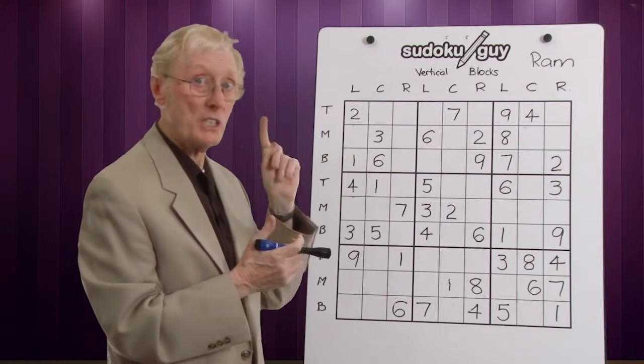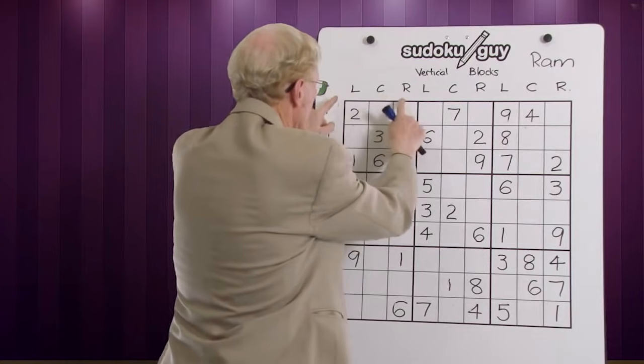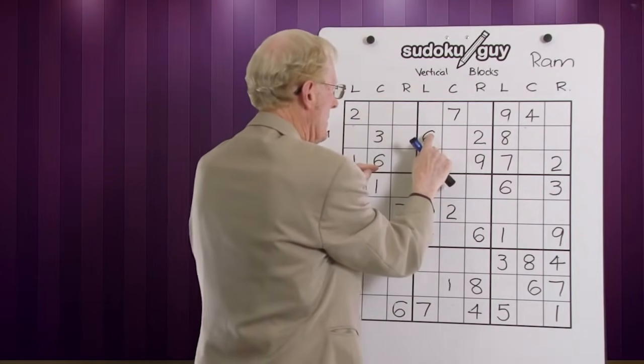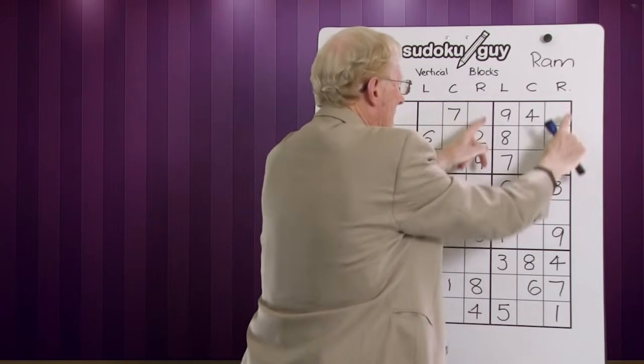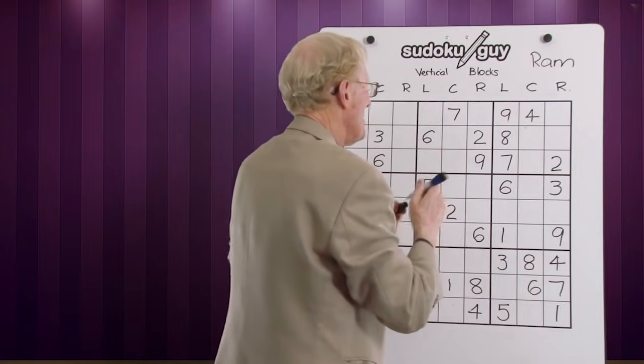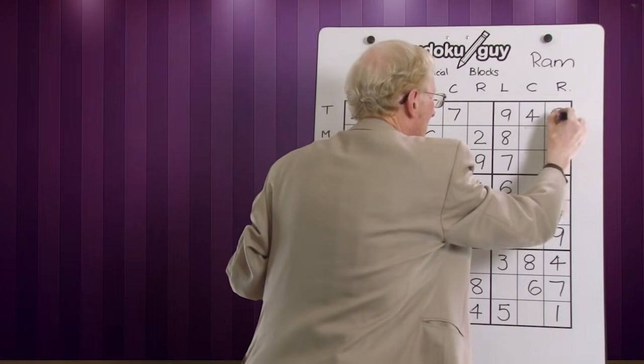Now there are 2 6s. We have a 6 in this block on the bottom, we have a 6 in this block in the middle. Therefore, this block that doesn't have a 6, it has to be on the top. And there's only one place for it to go, and that is there.